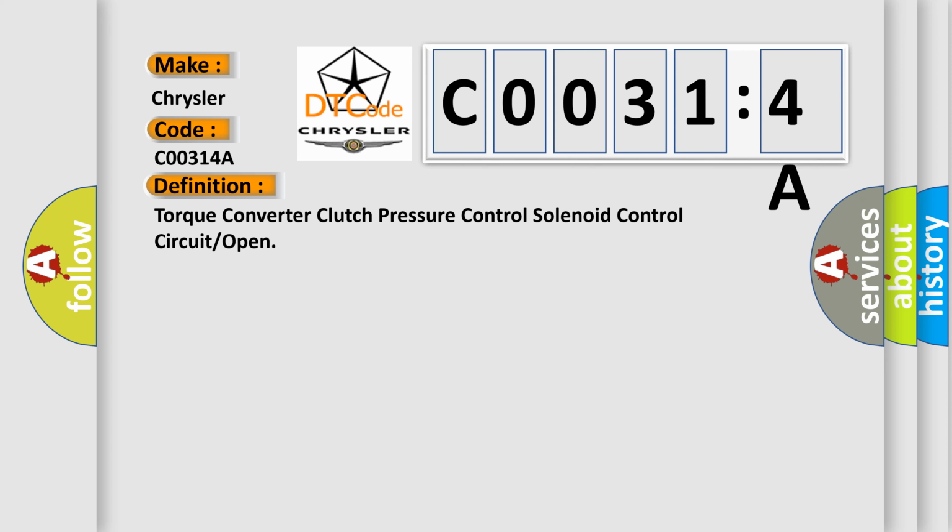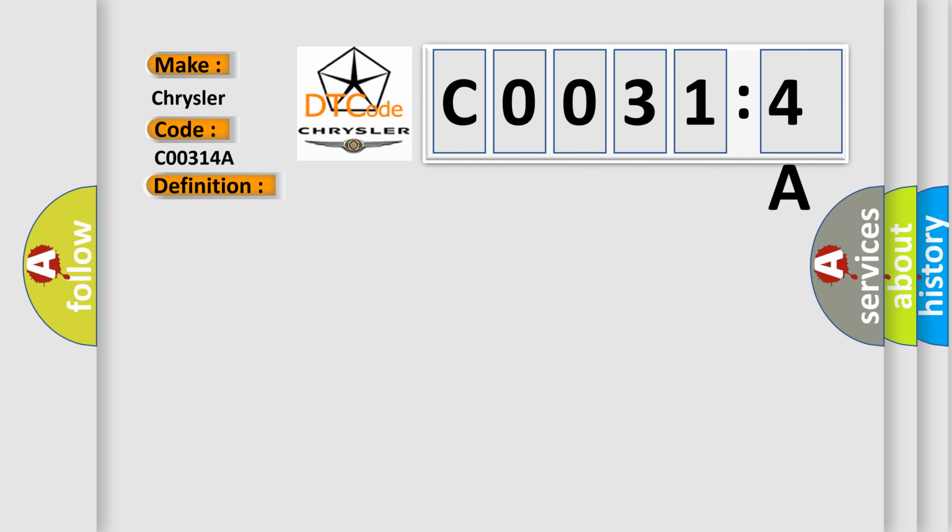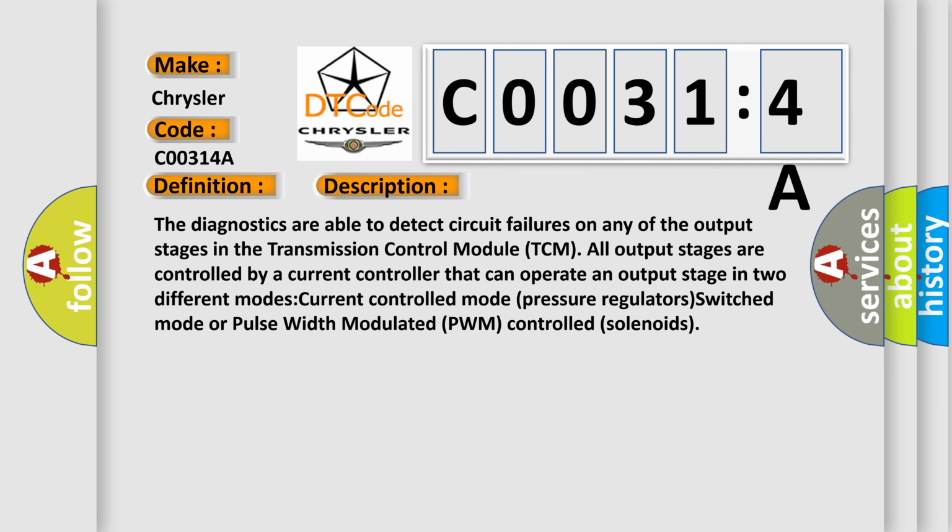And now this is a short description of this DTC code. The diagnostics are able to detect circuit failures on any of the output stages in the transmission control module, TCM. All output stages are controlled by a current controller that can operate an output stage in 2 different modes: current controlled mode, pressure regulators, switched mode, or pulse width modulated PWM controlled solenoids.